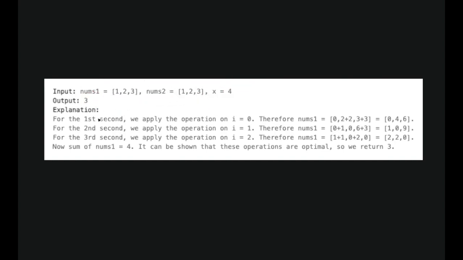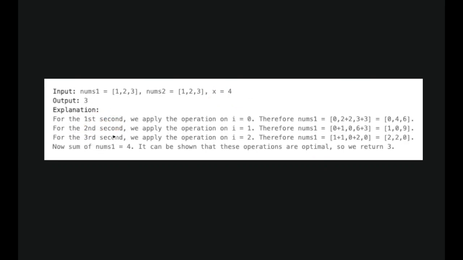Let's look at why. For the first second, we apply the operation on i equals 0. Basically, every element in nums1 adds the value in nums2 of the same index. So 2 plus 2, because they have the same index, and 3 plus 3. Because we choose to do the operation on i equals 0, that first element becomes 0. So the result is 0, 4, 6, which is not the end of the operation, because the sum is 10, and we want it to be less than or equal to 4, which is not true, so we have to keep going.